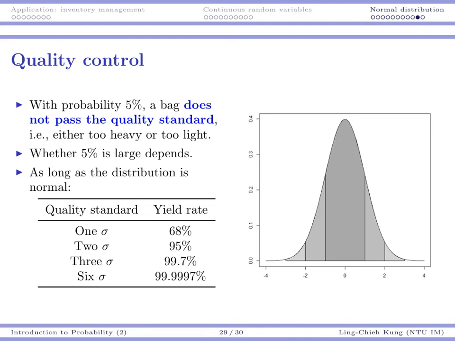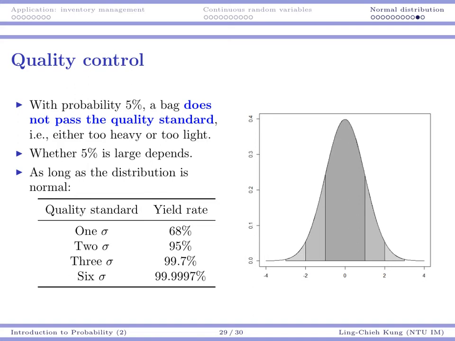And then with my knowledge about probability, I can answer the following question. What's the largest standard deviation for me to reduce this probability to, let's say, 1%? I can answer questions like this so that I can do better quality control.